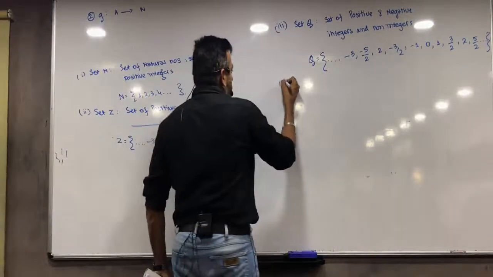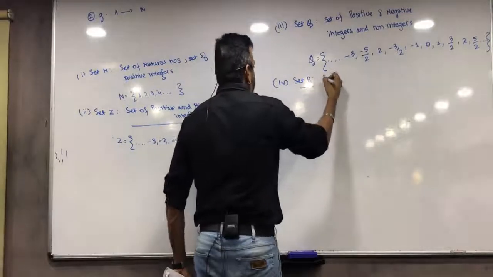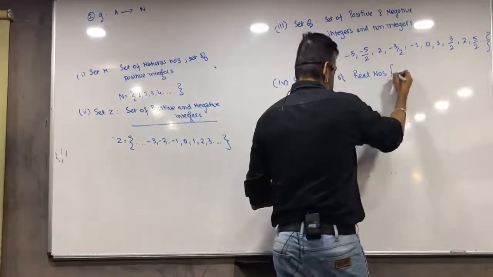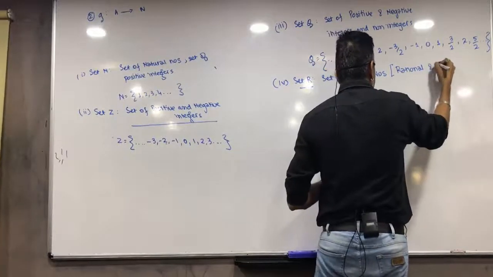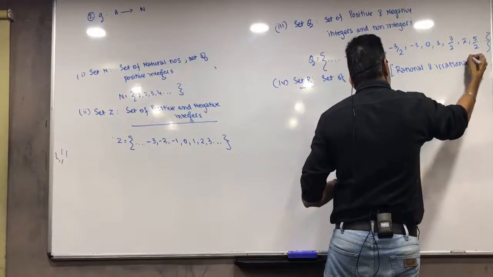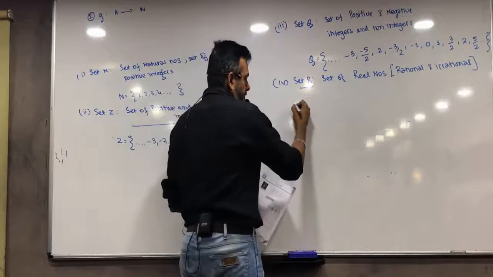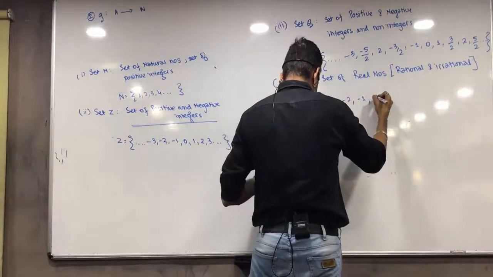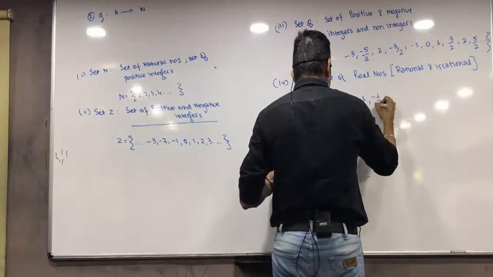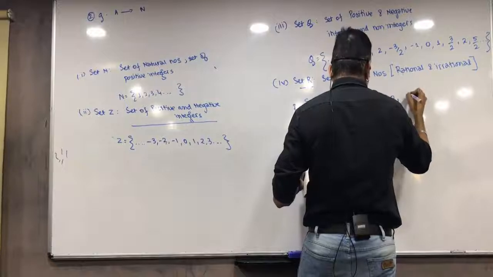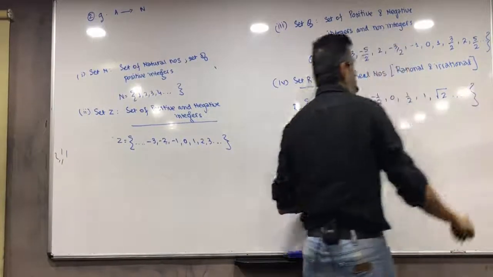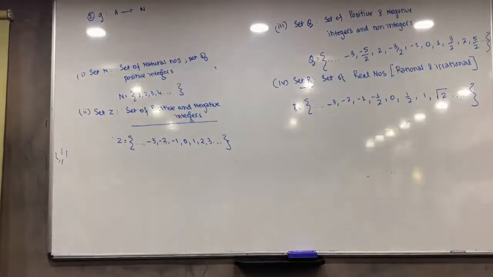And set R, the last one, is the set of real numbers, that is rational and irrational. Now over here, what's the difference? R is equal to {..., -3, -2, -1, -1/2, 0, 1/2, 1, √2, ...}. So here you will have rational as well as irrational numbers, as in the square root of 2.